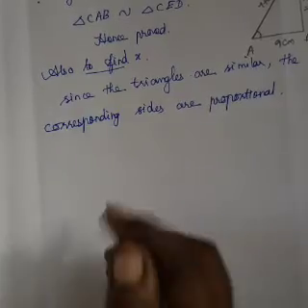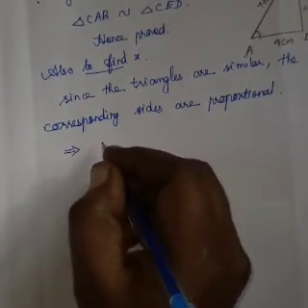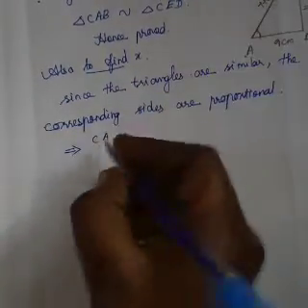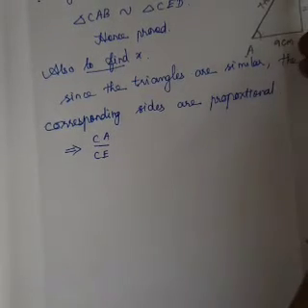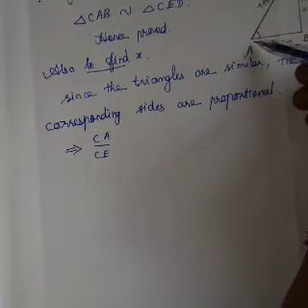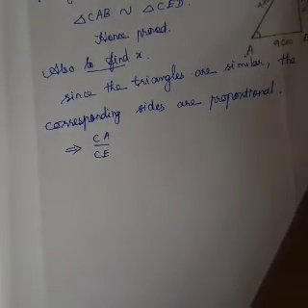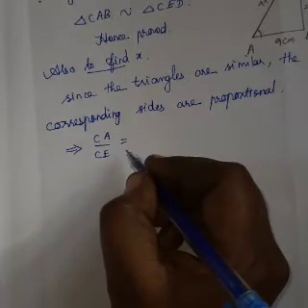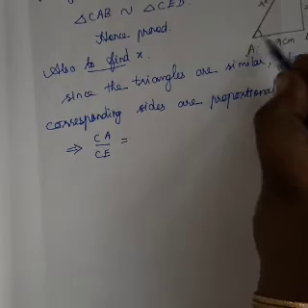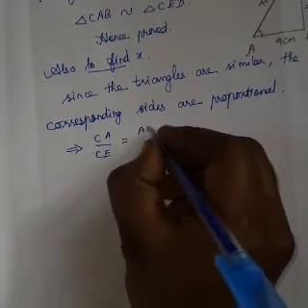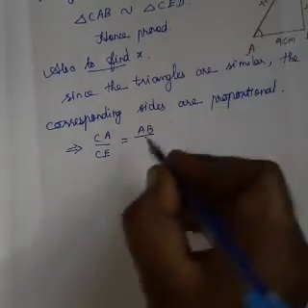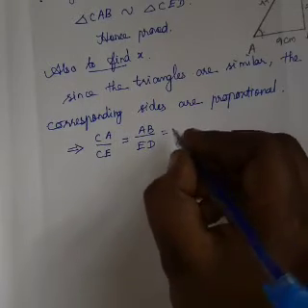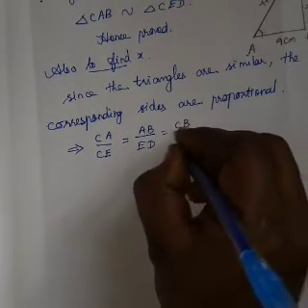Okay, so we can write as, which implies CA divided by CE. C is the common vertex, A is the equal angle vertex. The same way, C is the common vertex, E is the equal angle vertex. So CA divided by CE is equal to, next one, AB, this equal angle with the third vertex, AB divided by, here also equal angle with the third vertex is ED, equal to the third side, CB divided by CD.